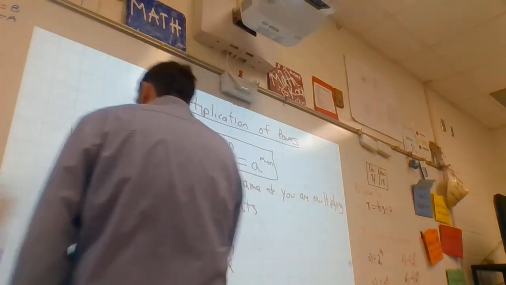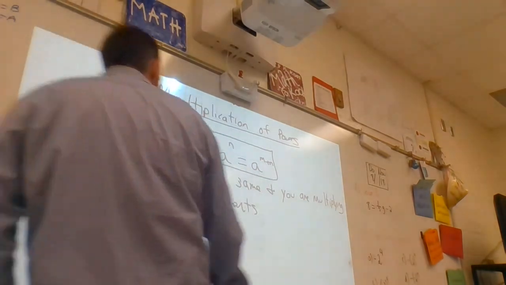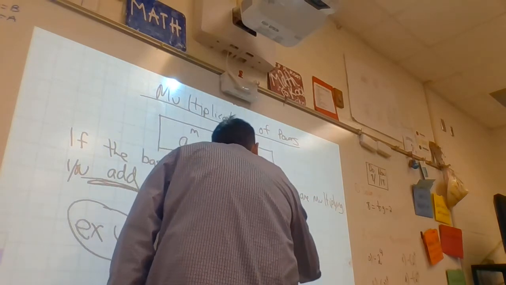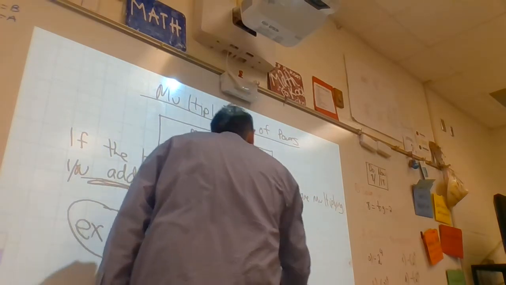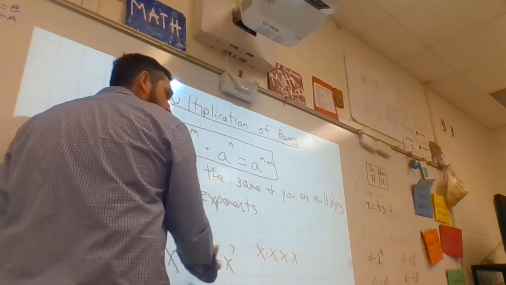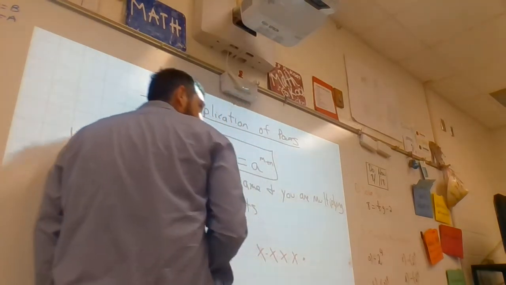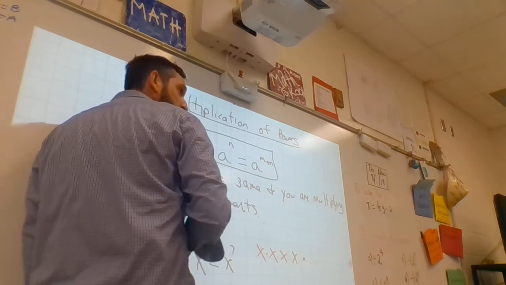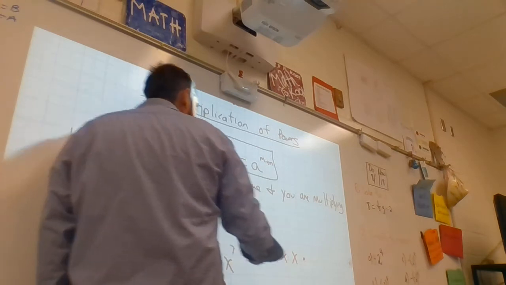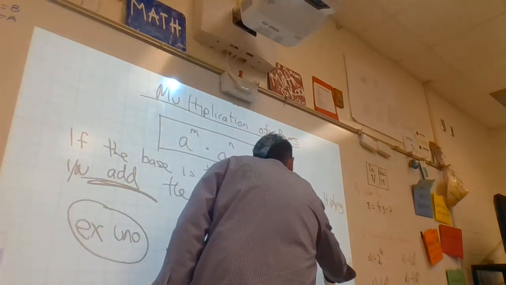So you would have x times that. You'd have x 4 times, okay? So you say x times x times x times x, right? Now we're multiplying that by x to the third. So how would you write x to the third in repeated form? X times x times x.